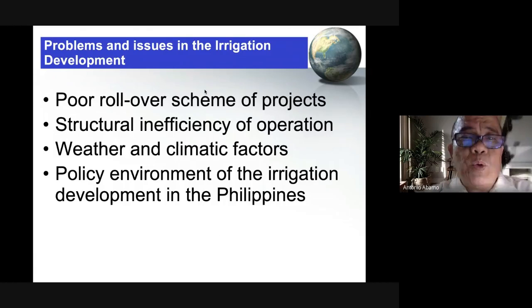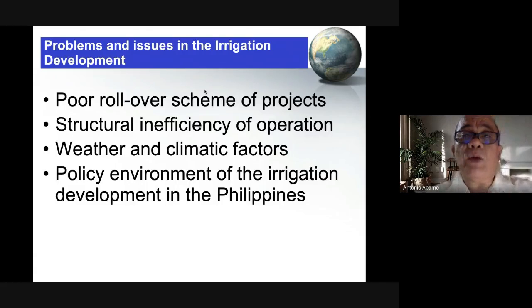One is the poor rollover scheme of projects, meaning to say projects have not been paying back, for example, replenishing the necessary investment for that irrigation project, because if we build an irrigation system, we get a loan from the World Bank or wherever it is available. Now, since this water will be used for irrigation, naturally the government, through the National Irrigation Administration, will collect irrigation fees.